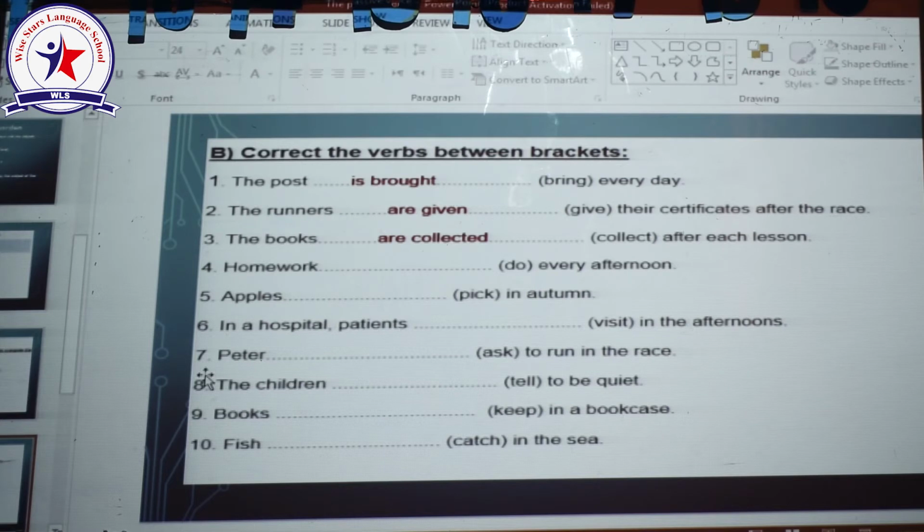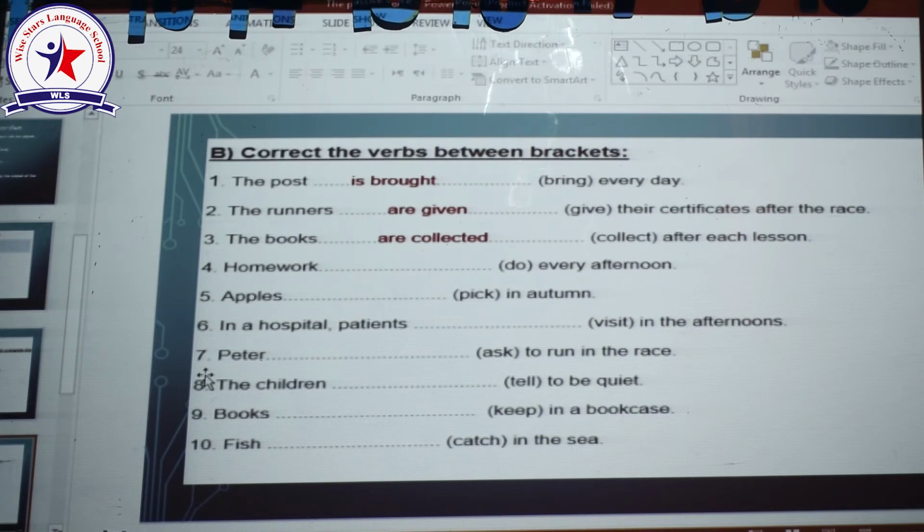And the verb here is bring. So first of all, I have to add the correct form of verb to be, the post is, followed by the past participle form of the verb bring. So the post is brought, because bring, brought, brought. It's an irregular verb.